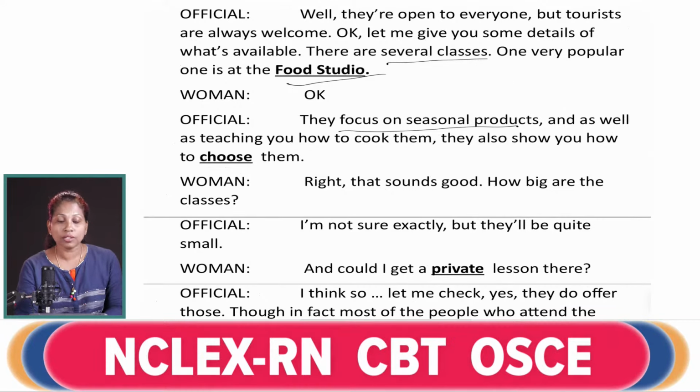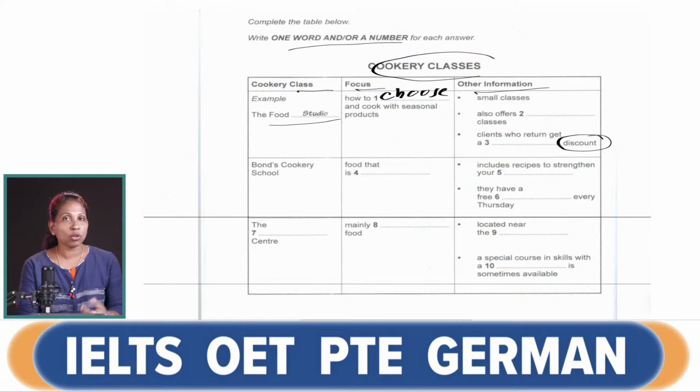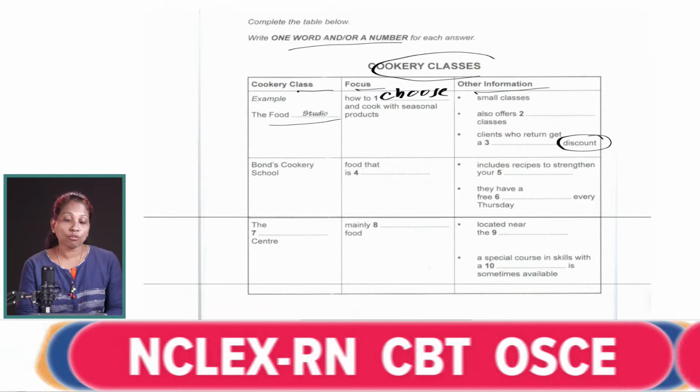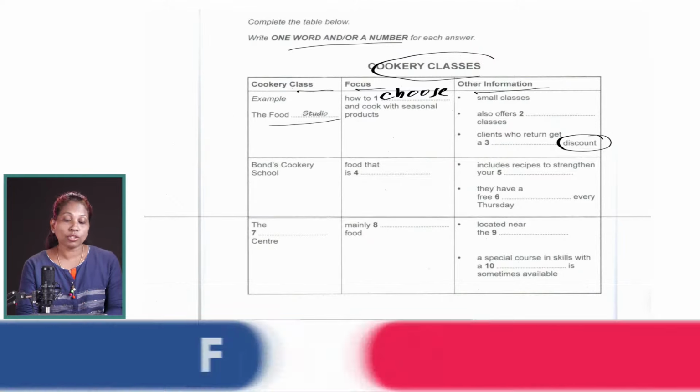Next is other information. In other information, we have to fill two blanks. First is small classes, already given. Second, also offers dash classes, right? So what does it offer along with the other things? Woman: Right, that sounds good. How big are the classes? Official: I'm not sure exactly, but they'll be quite small. So that is already given for you.